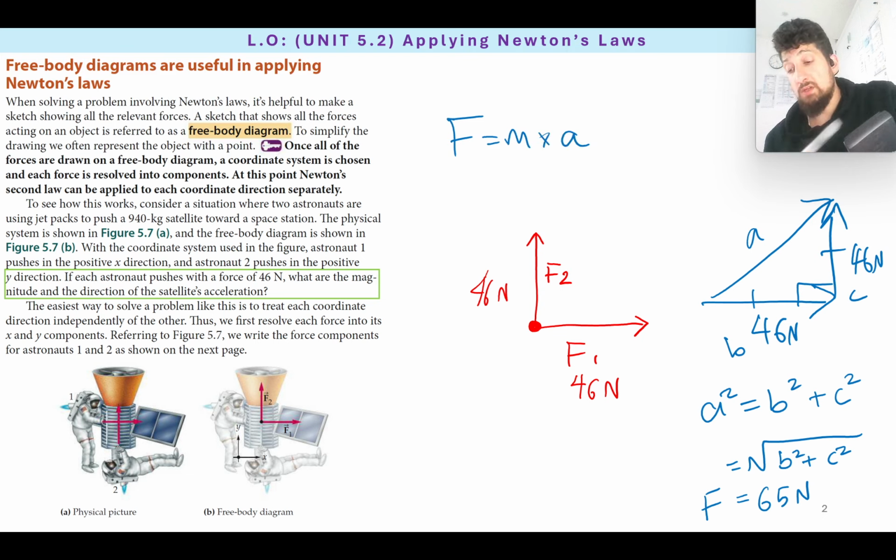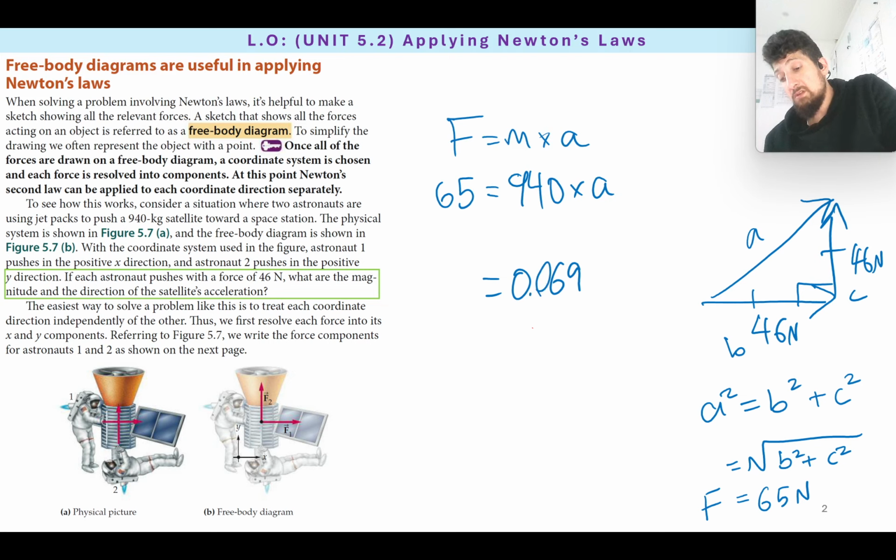And so, what I need to do now is put 65 equals the mass. Am I given the mass? Yes, I am. It's over here, 940 kilograms. 940 multiplied by the acceleration. So let's find out how fast this satellite is moving. It's going to be moving 65 divided by 940, which is equal to 0.69, no, sorry, 0.069 meters per second squared. Remember the unit for acceleration, please. Okay, and that's how you do that.